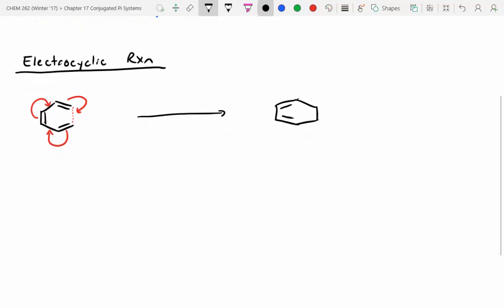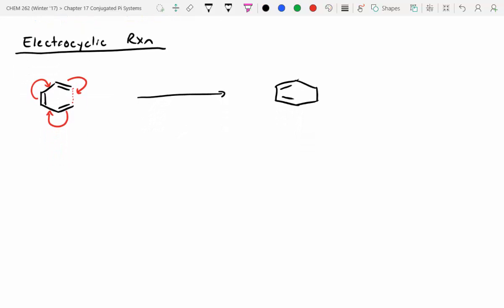It's stable enough to work under certain conditions. You can keep it like that. Yes, you can make the triene and then form the ring system by favoring it under high heat or a specific type of light. In order to do these electrocyclic reactions, it's really important, though, that you've got a conjugated starting material.